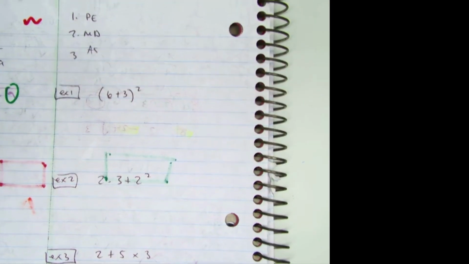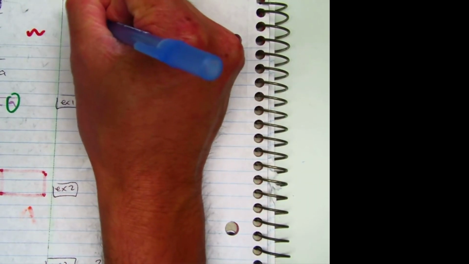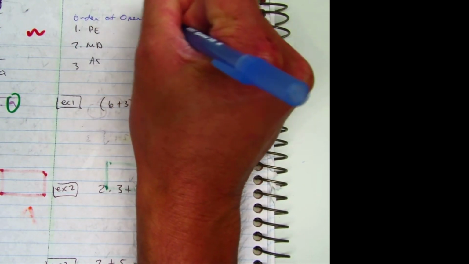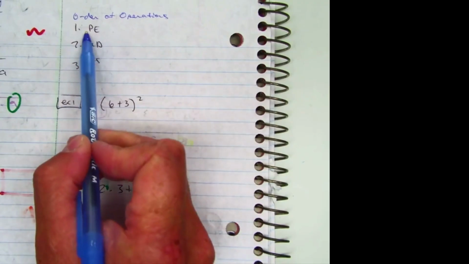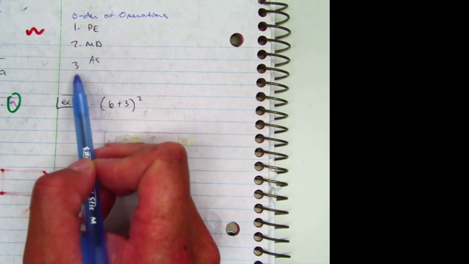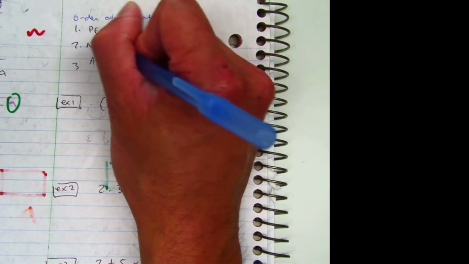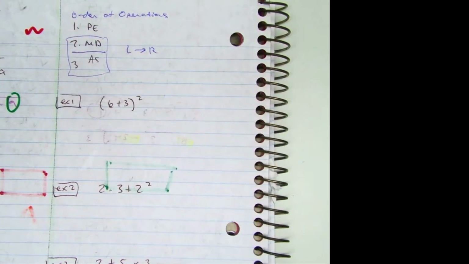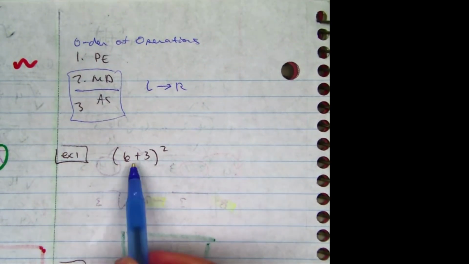So here I have the order of operations. And in the order of operations, there is an acronym. Parentheses or any brackets, exponents, multiplication, division, and addition and subtraction. And then we use these as chunks going from left to right. Let's look at the first example. I have a parentheses 6 plus 3 squared.